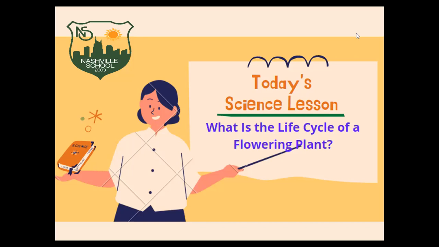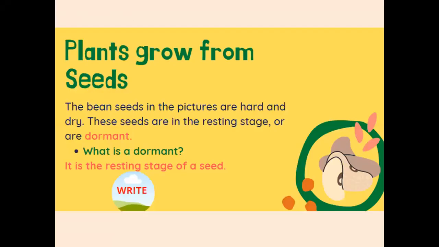We already know how the pollen gets into the eggs of the flowers and they create a seed. So today, the plants grow from seeds. That's something that we already know. The bean seeds in the picture that you can see over there are hard and dry, even in the pictures you can see in the book on page 27.